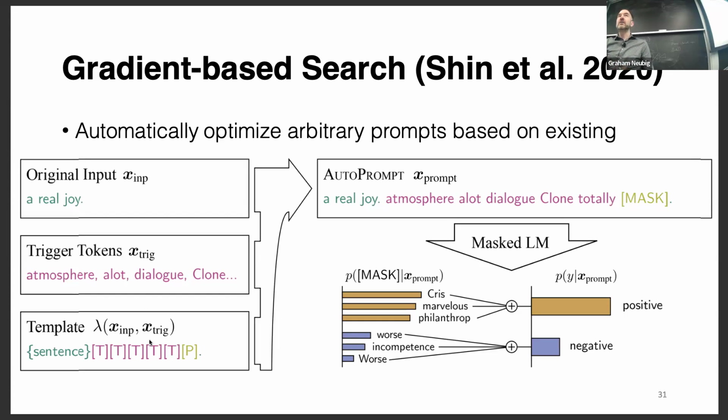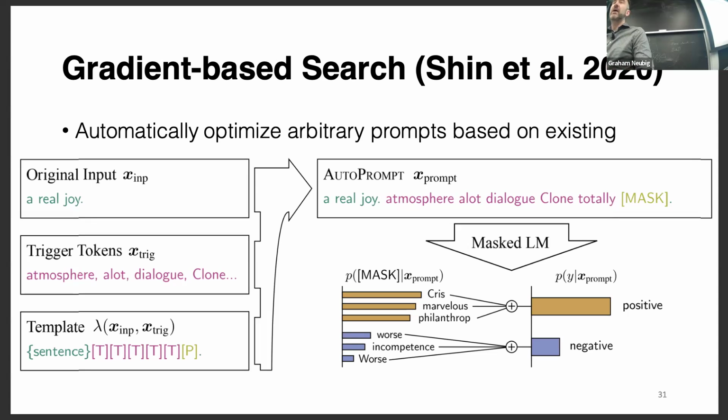Then after you're done optimizing them to get high accuracy on your data set, you clamp them onto the nearest neighbor embedding that you already have. So you basically say, okay, the nearest neighbor to the embedding that I learned is atmosphere, a lot, dialogue, clone, totally. And this will actually give you better results than paraphrasing in many cases because the search space is less constrained. You can get these very unnatural prompts that don't seem to make sense, but actually work well.